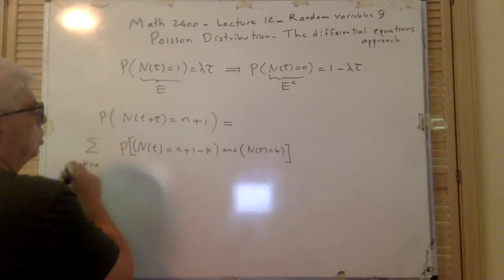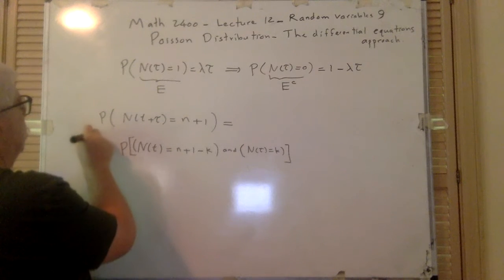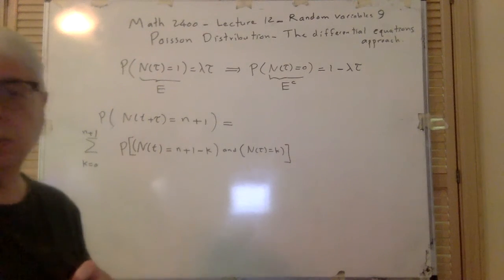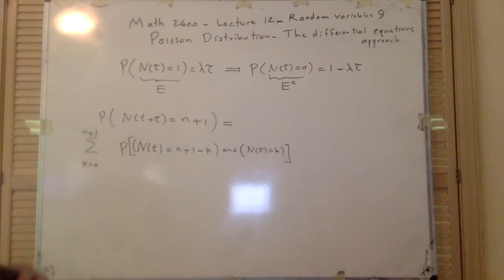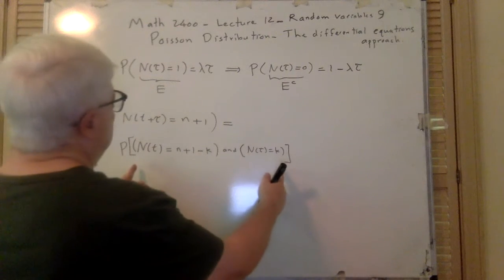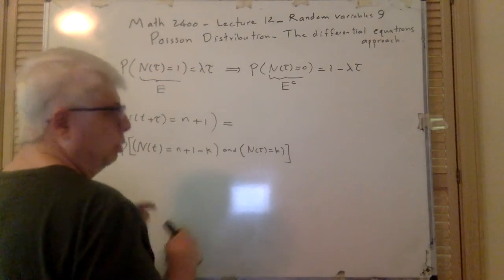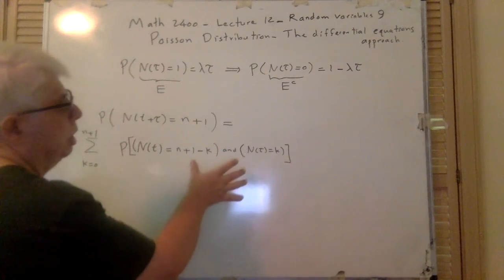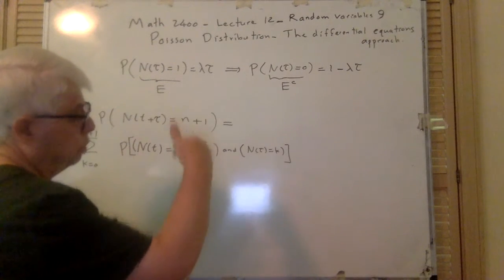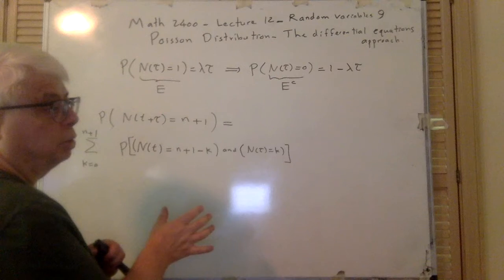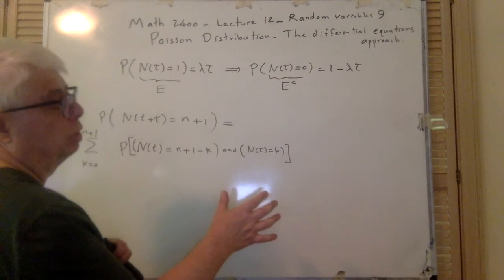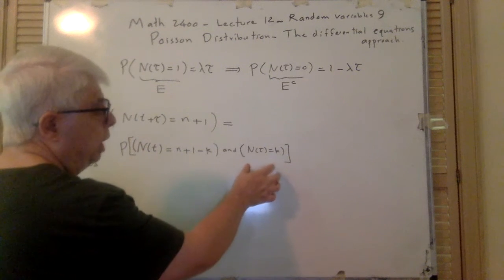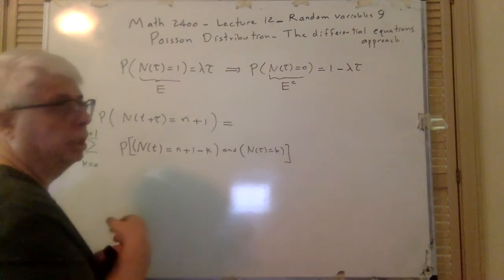And k goes from 0 to, assuming that all of them happen at n plus 1, right? So again, k goes from 0, nobody arrives in the first time period, up to all of them arrive in the time period 0 to tau. And these are mutually exclusive. At any configuration, one of them happens, so they are mutually exclusive, and these are independent. Remember, that was the third assumption, that what happens in one time interval is independent of what happens in the other time interval. So having k here is independent of having n plus 1 minus k here.